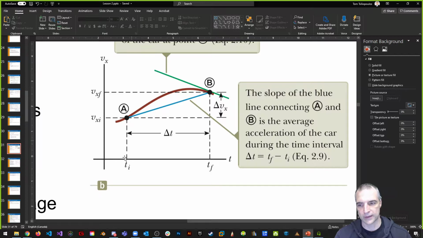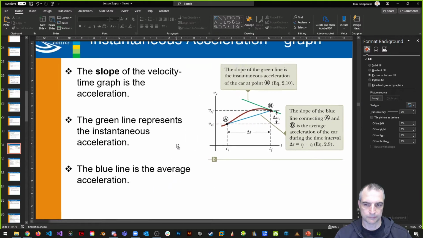Time final minus time initial is the delta time, right? And then velocity final minus velocity initial, that's the delta v. We can get a derivative of that to get the constant acceleration from A to B. Notice it's just a straight line. That's why we call it constant acceleration. If acceleration was a curve too, the acceleration curve, it would be more difficult to calculate.